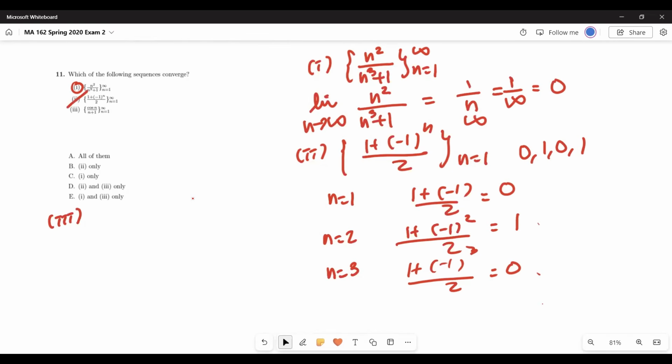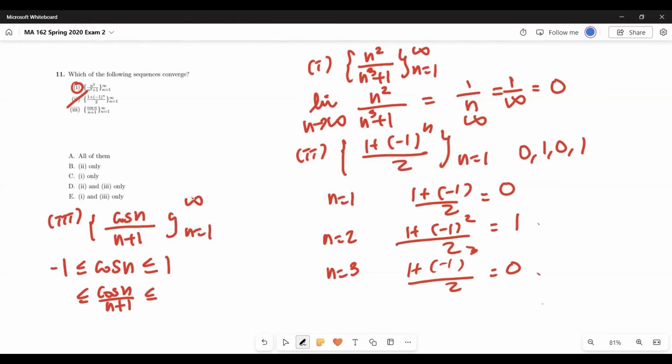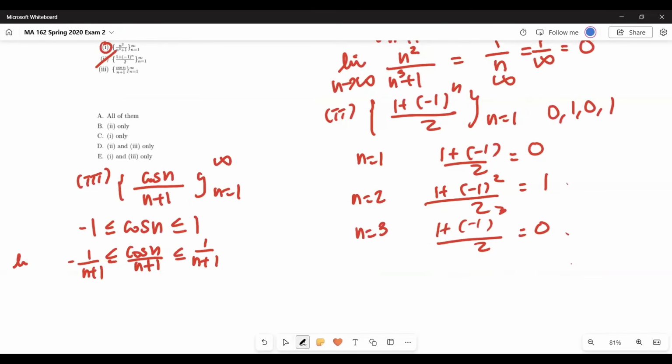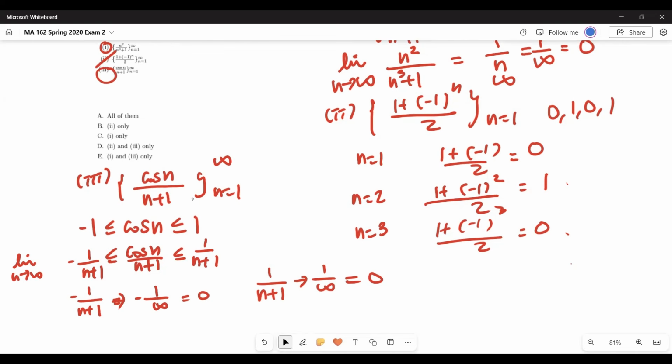And let's look at the third one. Cosine n over n plus 1, when n goes from 1 to infinity. Okay, the cosine graph is usually bounded by negative 1 to 1. So if you divide that value by n plus 1, cosine n divided by n plus 1 will be greater than or equal to negative 1 over n plus 1 and smaller than or equal to 1 over n plus 1. And as n goes to infinity, negative 1 over n plus 1 goes to 0, and 1 over n plus 1, 1 over infinity, will just equal 0. So this one converges to 0. So the third one is right. So the answer for this question is E.